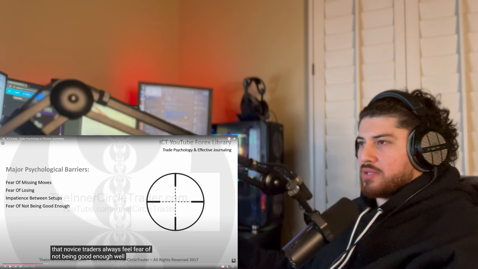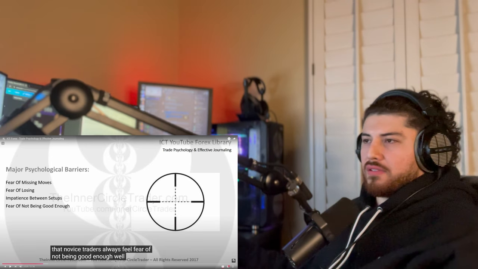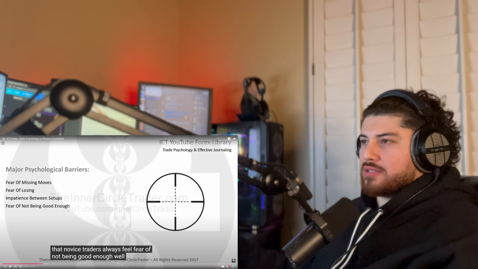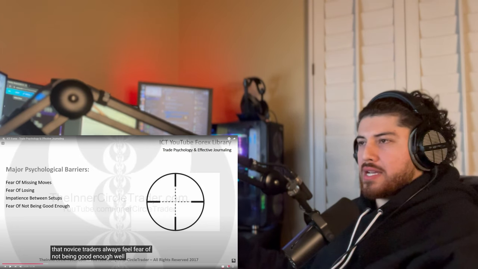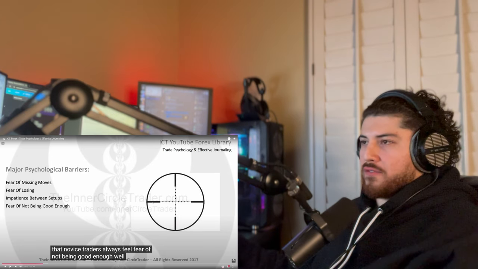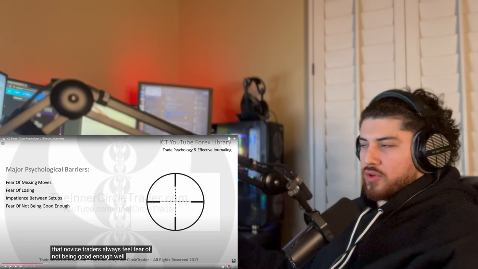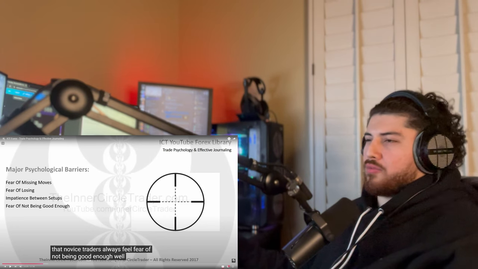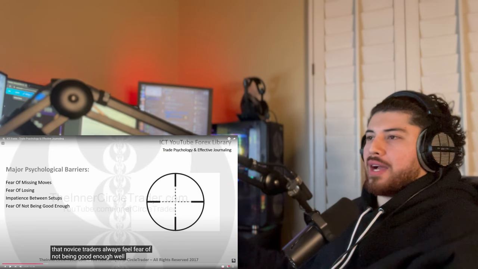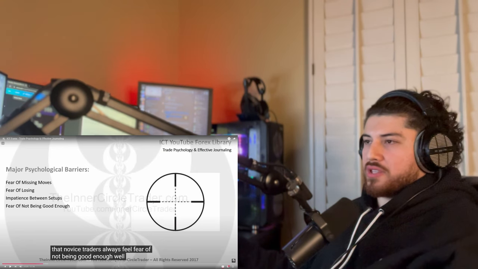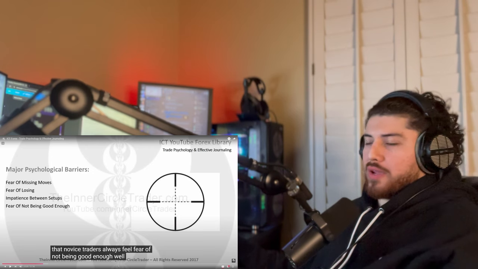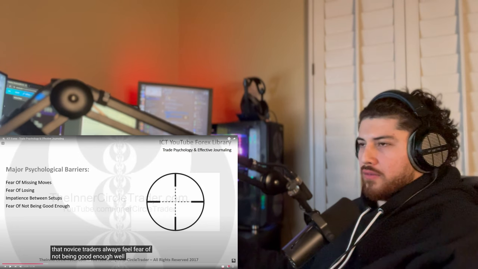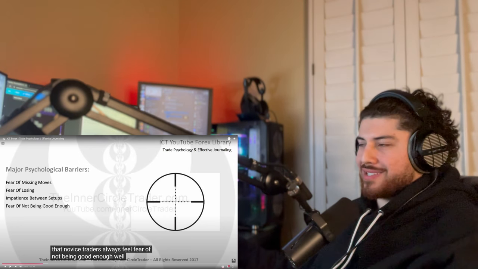And of course, impatience between setups. Definitely want to wait for your setup to come into play, even if it takes days, weeks, months. Hopefully it doesn't take that long, but the idea is even if you are trying to trade for the day and you do not see a setup, do not force anything, especially sometimes when we're on a losing streak and we're trying to make that money back. We're really not patient to make that money back. We want that money back now, so we're trying to push it there. Or even if we're on a winning streak, we think we can continue to roll the dice and find setups that really aren't there, you know? So of course, be patient with your specific setups.